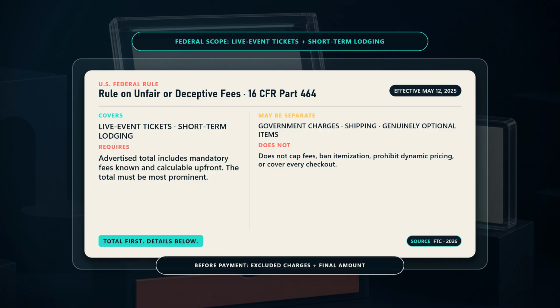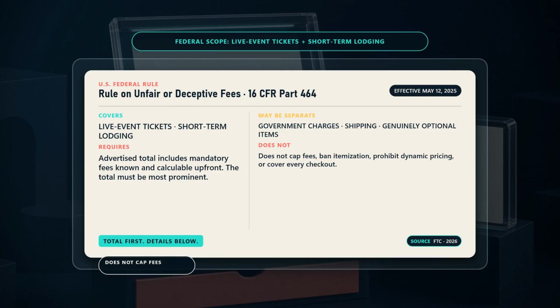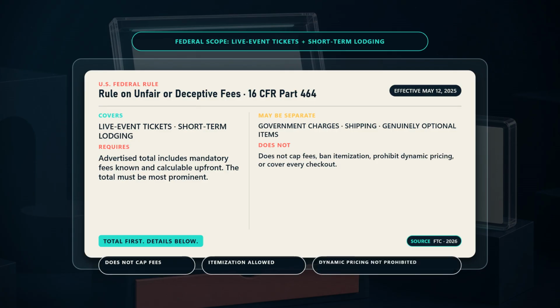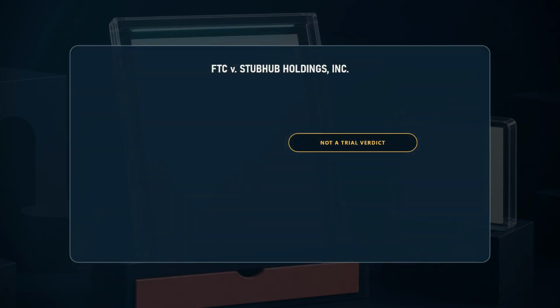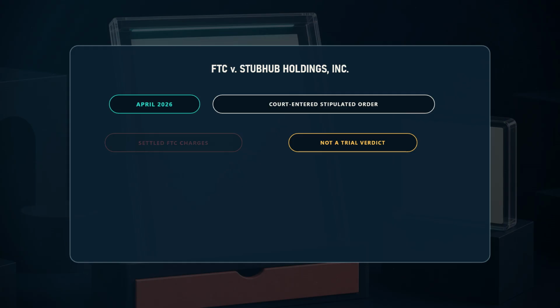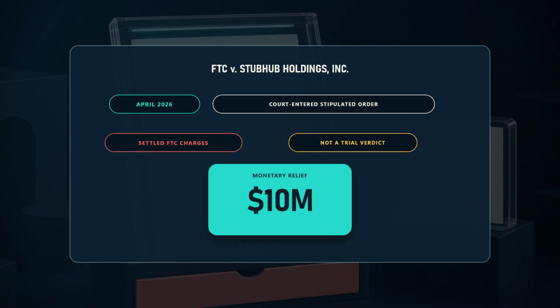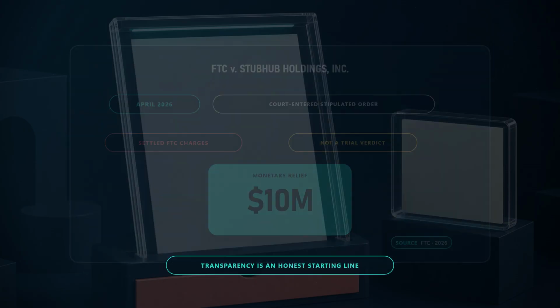Pre-selected charges are not automatically optional merely because an interface labels them that way. The rule does not cap fees, ban itemization, or prohibit dynamic pricing. It changes the order and prominence of information, and it has been enforced. In April 2026, a federal court entered a stipulated order in the FTC StubHub case requiring $10 million for monetary relief after charges over upfront ticket price disclosure were settled. Transparency is not a discount, it is an honest starting line.